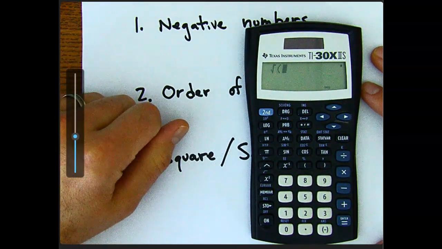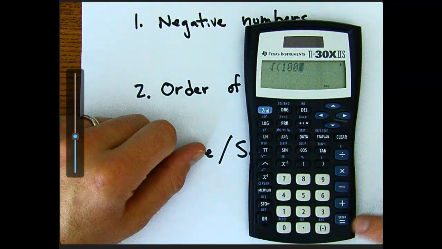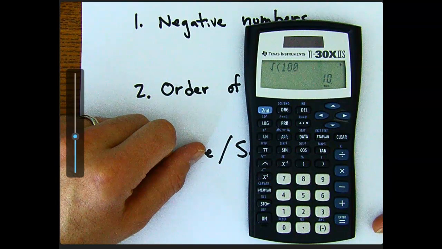And now I can take the square root of any number I want. So for example, the square root of like 100 should be 10. So I'll hit equals and I'll get 10.